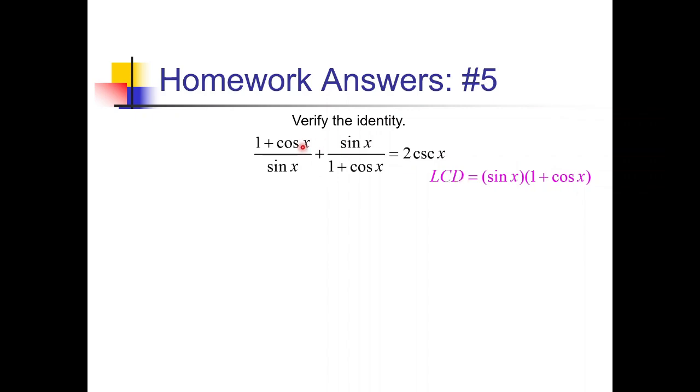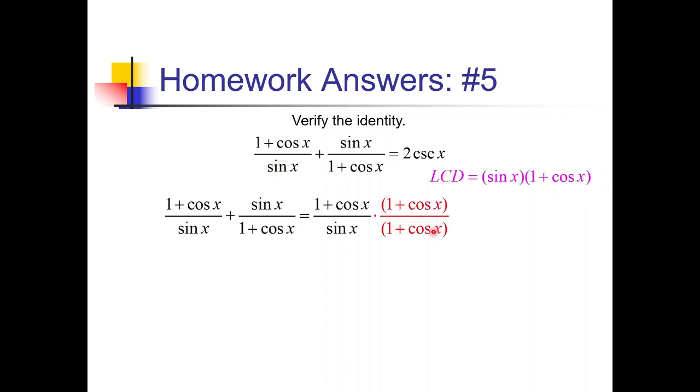So in order to get these moved together, I have to multiply each fraction by what it's missing from the LCD. So my first fraction, 1 plus cosine of x over sine of x, I have to multiply that by 1 plus cosine of x because it's already got the sine in the denominator. So this first thing is going to get multiplied by 1 plus cosine over 1 plus cosine. This second fraction is missing the sine of x in the denominator, so we'll multiply by sine over sine for that one. And at this point, we've got a little bit of multiplying to do.